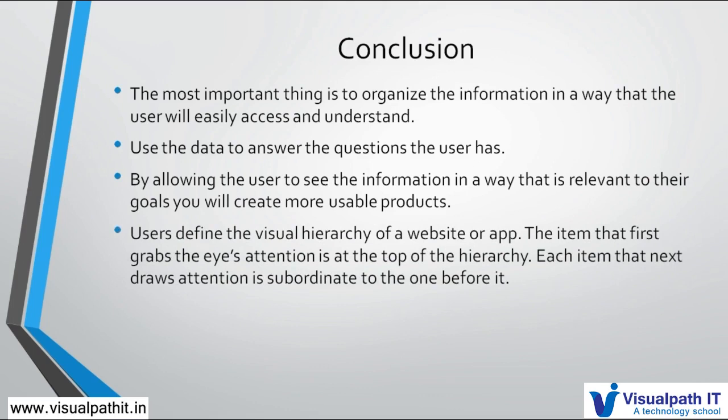The user defines the visual hierarchy of a website or app. The item that first grabs the eye's attention is at the top of the hierarchy. Each item that next draws attention is subordinate to the one before it. It activates the ability of the brain to distinguish objects on the basis of their physical differences, such as size, color, contrast, alignment, etc. This allows users to see where the information they need is so that they can navigate easily.